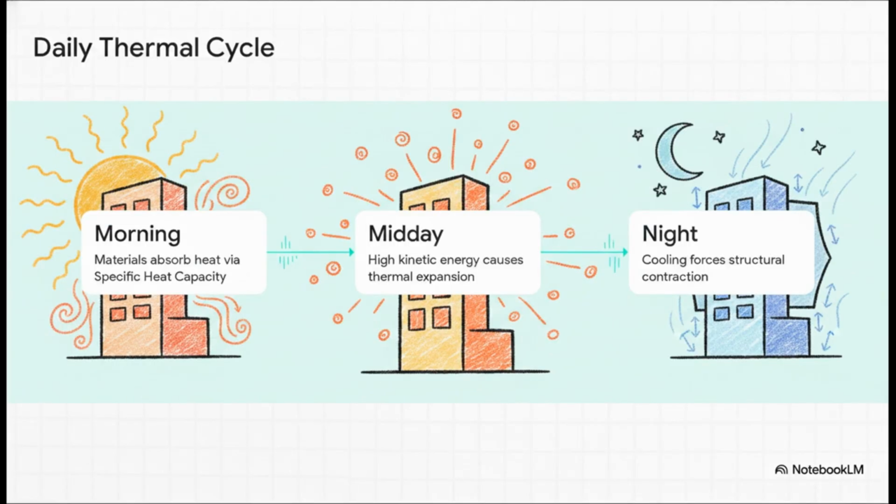Let's follow a building through a typical day. In the crisp morning, as the sun beats down, the building's materials absorb heat. They rely on something called their specific heat capacity, acting almost like thermal buffers or shock absorbers. This lets the materials take in massive amounts of energy before their temperature rises to a critical breaking point.